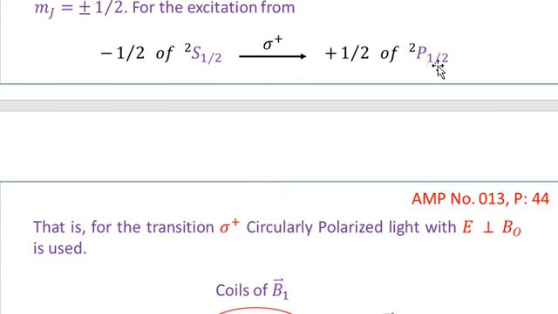And you know that P1/2 has two Zeeman levels, one represented by mj equal to plus 1/2, and the other by mj equal to minus 1/2. Similarly, the ground state has two levels, mj equal to plus 1/2 and mj equal to minus 1/2. So here the transition will be carried out from the mj equal to minus 1/2 level, that is the lowest mj level of the ground state, to the upper mj level of the upper state P1/2. And for that I shall be using sigma plus light.